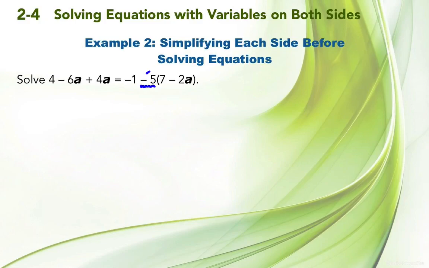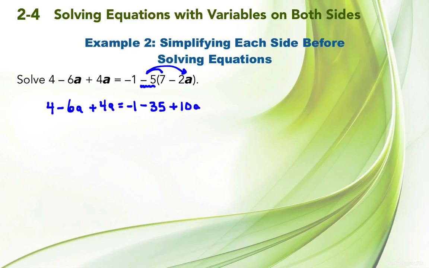So I have to take and multiply negative 5 by both the 7 and the negative 2a. So I'm going to rewrite this whole thing. 4 minus 6a plus 4a equals negative 1. Alright, now I'm going to do negative 5 times 7. That's going to be negative 35. And then negative 5 times negative 2. That'll be a positive 10 and then an a.